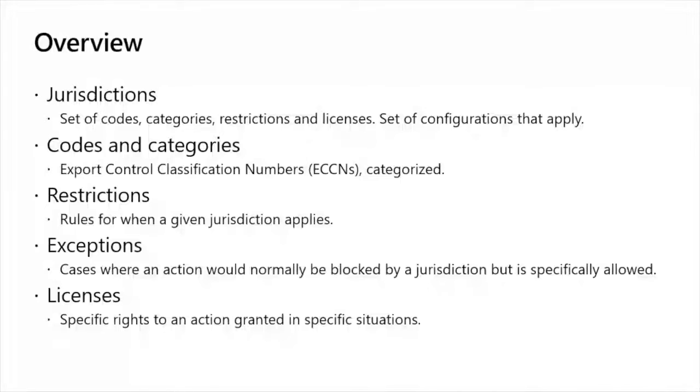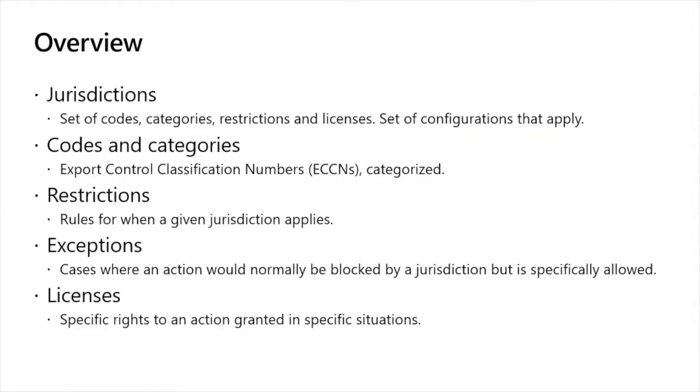With this, what is exactly coming in the advanced export control? So the possibility to set up jurisdictions is going to come. A jurisdiction is a set of codes, categories, restrictions, exceptions, and licenses. It represents a set of configurations that apply to incoming requests. Like, for example, the ITAR, the US International Traffic in Arms Regulation, the EU Dual Use, the US Export Administration Regulations, EAR, or in Norway, you may know the Norway List 1 and 2.